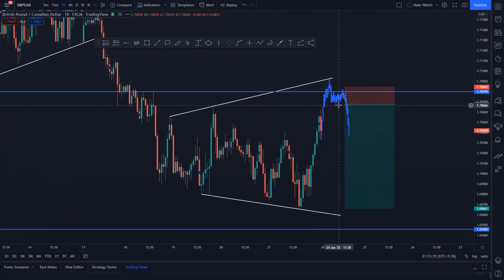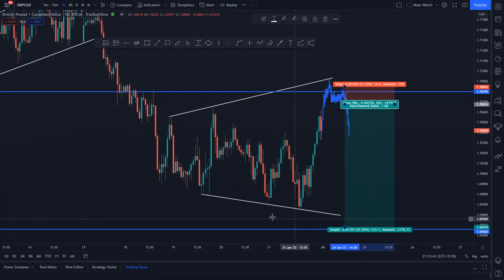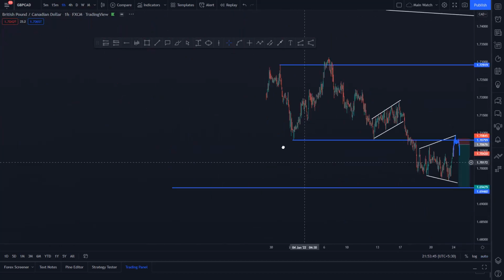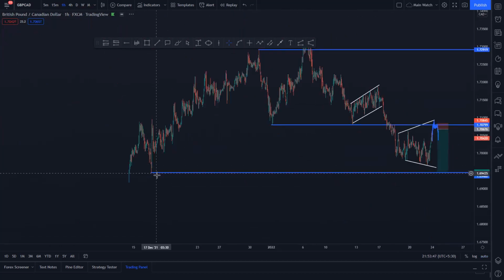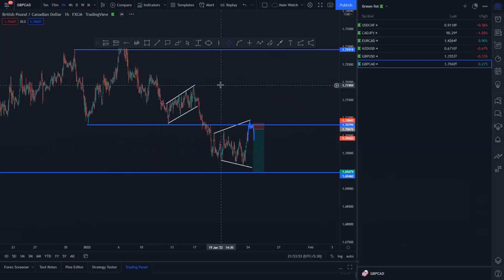After breakout of the correction structure, I will take entry for the short. Okay, and this is going to be my target for this trade, because this is a very important support level. If you look at this previously, this is a very, very important support level, and there is a higher possibility that the price will reach up to that level. So these are the top 6 pairs, guys, and I hope you understand this.